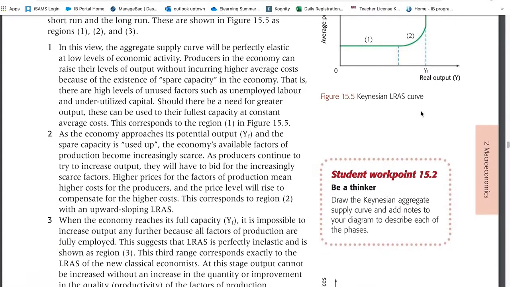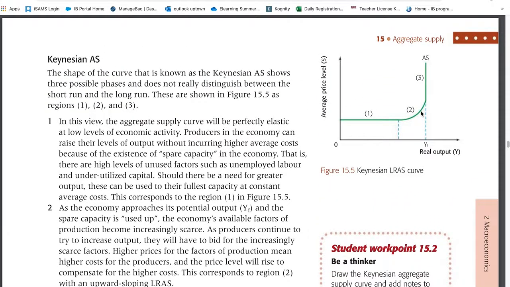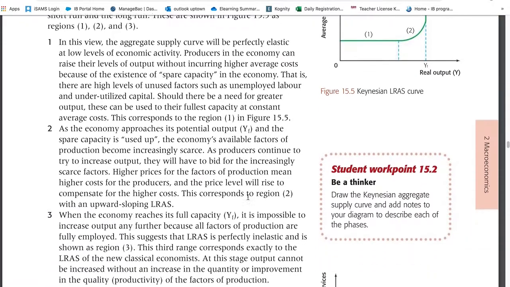So this is the Keynesian aggregate supply curve, and that's how the diagram looks. So it turns into eventually the classical one, but it comes in phases due to this concept of having spare capacity in the economy.